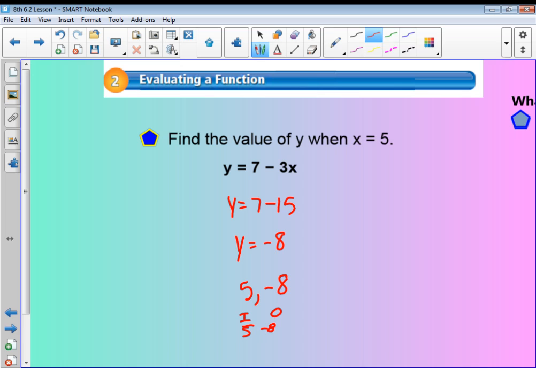Okay, so you should have gotten y equals -8. So your input would be 5, your output would be -8, or you would have 5 comma -8. Good luck with this lesson. Once again, you're substituting in. When you're evaluating, they're going to tell you one of the letters you'll substitute in.